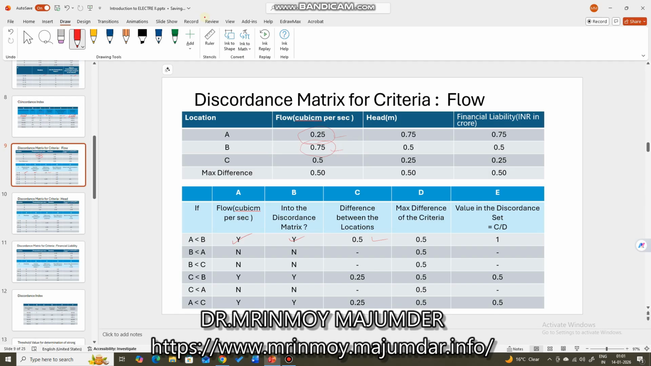And the maximum difference of the criteria means this one. Maximum difference of the criteria means the highest difference that exists between two alternatives. So in this case, location A and location B, the difference is very wide, the largest. Sorry, location A and location B have the highest difference. Location A and location B, not C. Although if I do B minus A, then it comes out positive, but here I am doing A minus B.